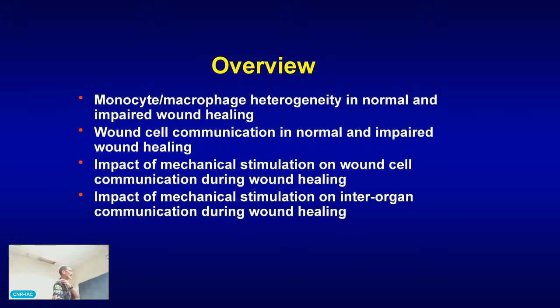Okay. So this is an overview of the talk. We'll go through heterogeneity of cells called monocytes and macrophages in normal and impaired healing. Next, we'll cover communication between monocytes and macrophages and other wound cells. We'll then get to the impact of mechanical stimulation on these cells and their communication. And maybe if we have time, we'll get to the part about communication between different organs in the body, particularly in this data between the liver and the skin. That's important for healing. That has not been appreciated.